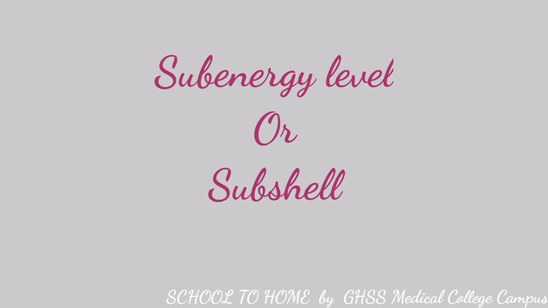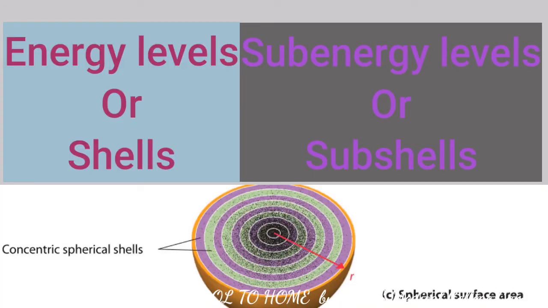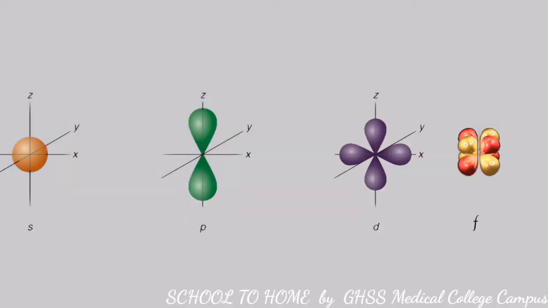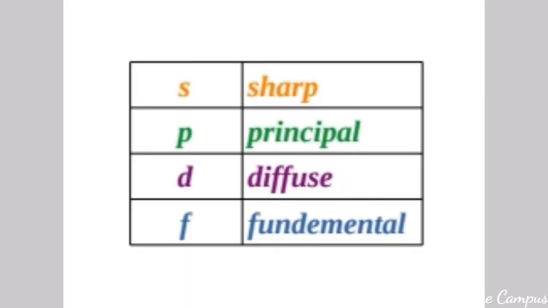Each sub-energy level in a shell is called a subshell. As we called energy levels or shells, we call sub-energy levels or subshells. The shells were named as KLMN. Likewise, subshells also have names. They are named as S, P, D, F. These names are given to subshells based on words indicating certain properties related to the atomic spectra of elements. S is taken from the word sharp, P denotes principal, D diffuse, F fundamental.